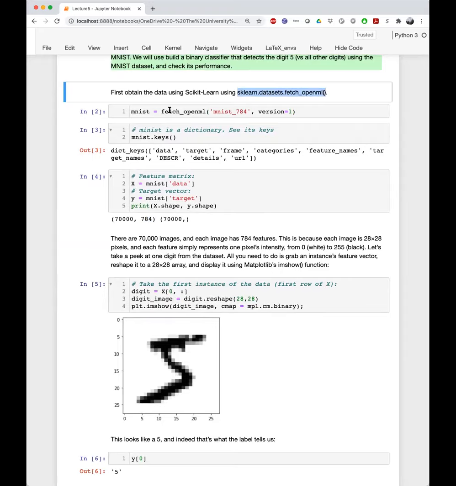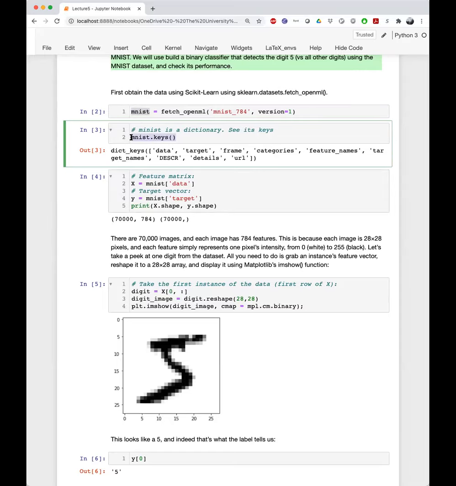To get the data set, we use sklearn.datasets.fetch_openml. What it actually does is get the data from OpenML, which is a website for machine learning. We specify the name of the data and the version. We just use the first version. So the code will find the data there and load the data into memory.